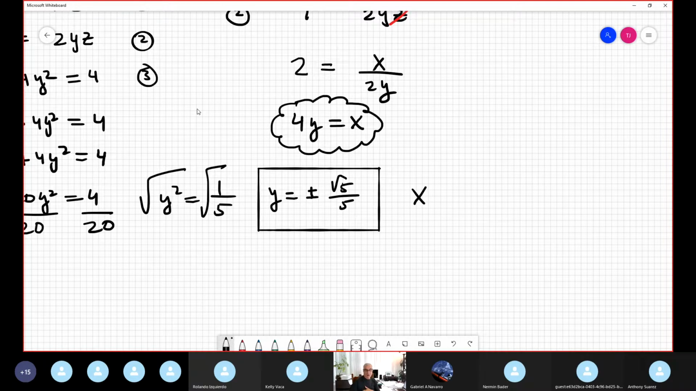Entonces, what is the relationship between y and x? Multiplication by 4. Entonces, it's plus and minus again, 4 radical 5 over 5. Super. And what about z?